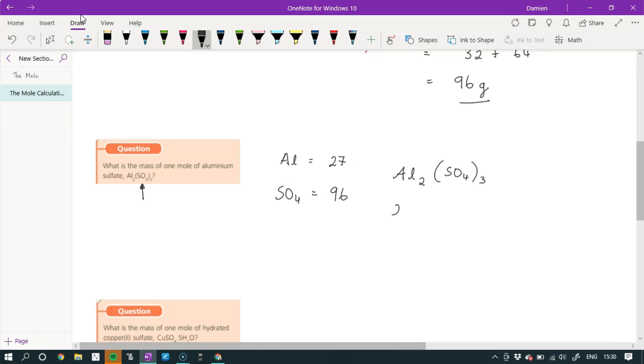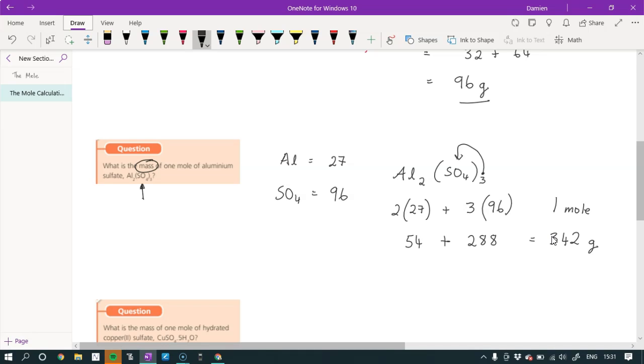So we've got to do 2 aluminiums, which is 2 times 27, plus, and this 3 here refers to 3 times the SO4. So it's 3 times 96. So we've got 2 times 27, so that gives us a total of 54, plus 3 times 96 is 288. And then we add those two together. That's 342. Now again, this is 342 grams because it's asking what is the mass of 1 mole. So that there is 1 mole.